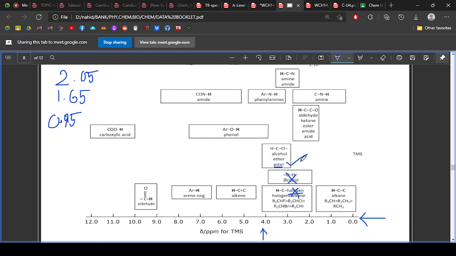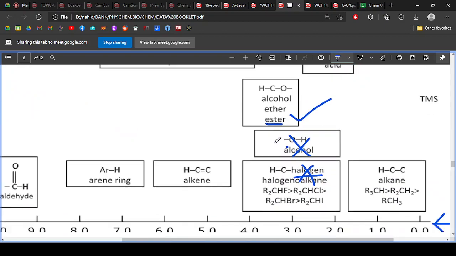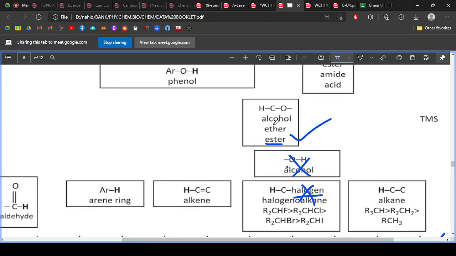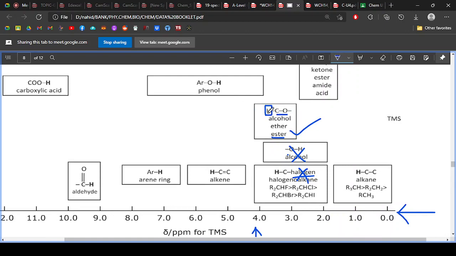Now, what does this actually mean? Remember, for proton NMR, we are targeting hydrogen atoms. Specifically, this is a hydrogen that is joined with a carbon, and that carbon is joined to what? Joined to another oxygen actually. A hydrogen joined with a carbon that is joined with an oxygen. Does that make sense or not?